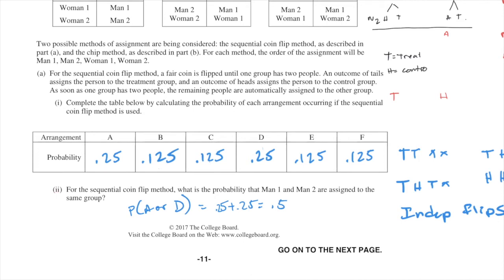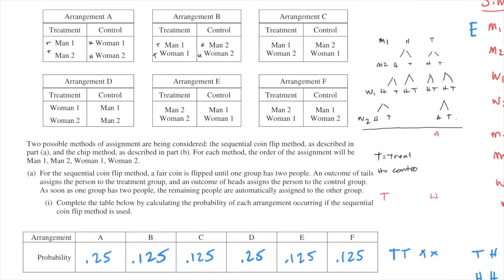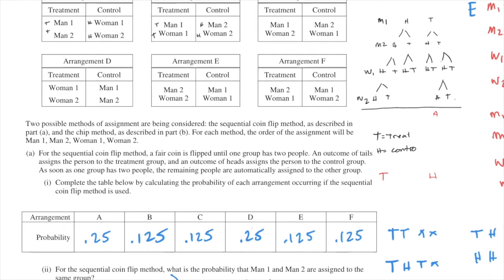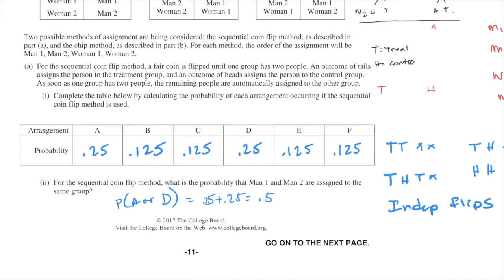Part 2 said, okay, well, what's the chance that man 1 and man 2 ended up in the same group? So that would mean that you ended up in either arrangement A, where man 1 and man 2 ended up in the treatment group, or arrangement D, where man 1 and man 2 ended up in the control group. Every other place, they're in different groups. So that was easy. You found those 2 groups, 0.25 plus 0.25. So it was a 50% chance that man 1 and man 2 were going to end up in the same group.